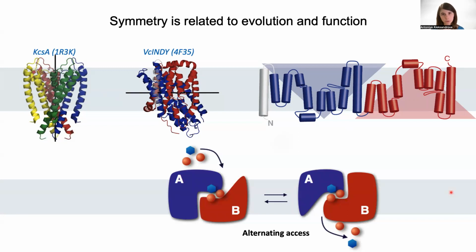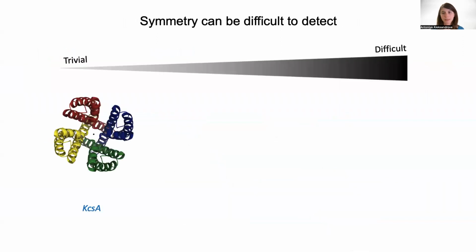Given how interesting and functionally relevant these symmetries are, it seems worthwhile to quantify and systematically study them, but to do so, we need to be able to readily detect them. So how easy is it? Well, it might seem like a trivial task for structures that are perfectly symmetric, like the potassium channel, which has a perfect quaternary symmetry between its subunits or chains.